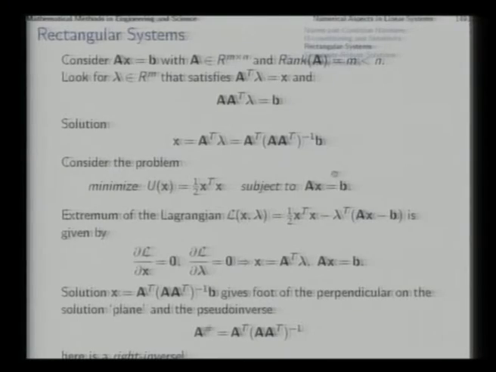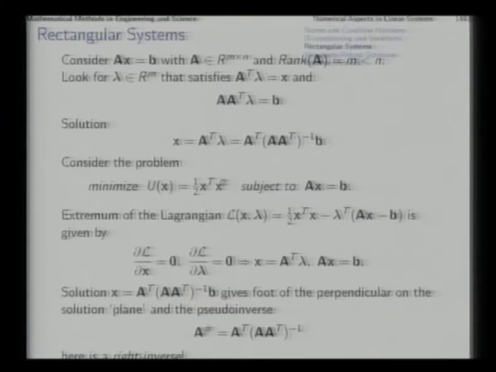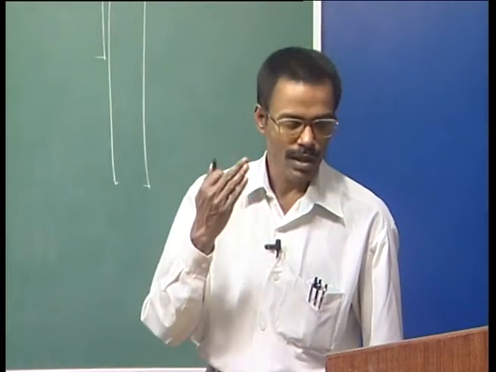The constraints come in the equation of the plane, and this minimization actually gives you the foot of the perpendicular to that plane, right. And this matrix A transpose inverse, which is the entire thing working like some sort of an inverse, that is the pseudo inverse in this case, or the Moore-Penrose inverse, or in this case it is called the right inverse, because from the right side if you multiply with this matrix to A, then the result is identity.